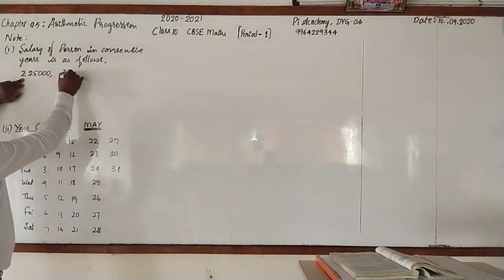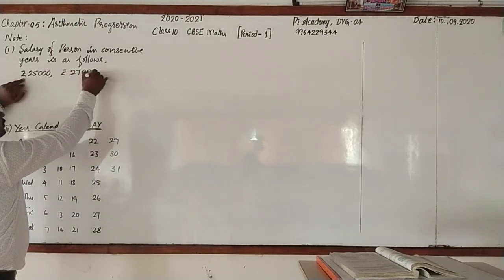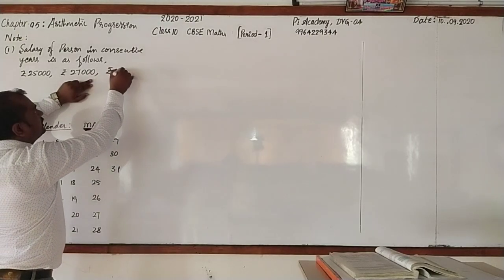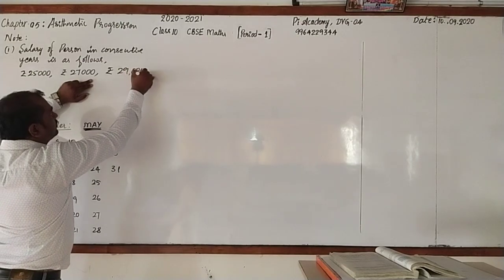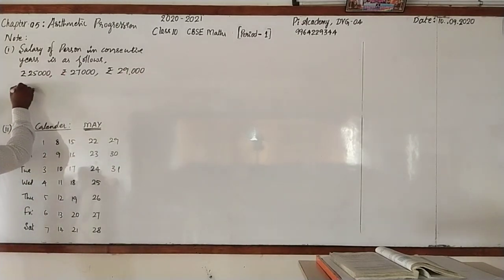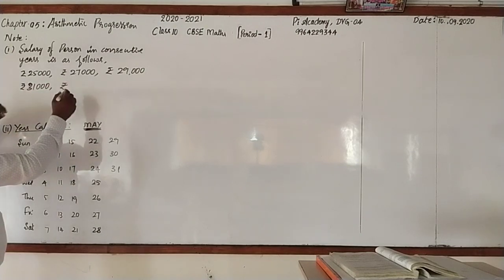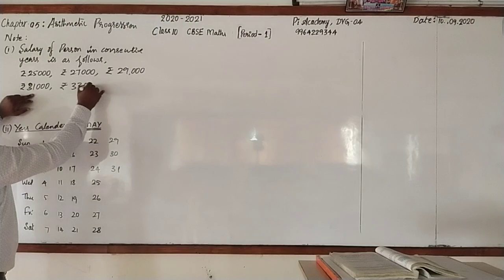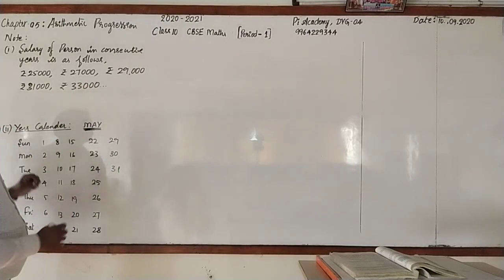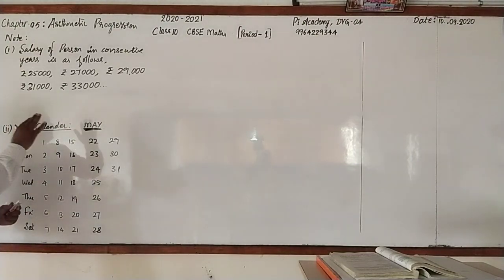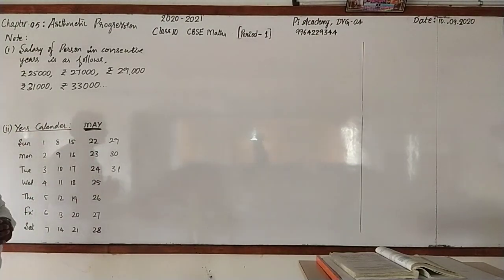Yes, it will be 27,000. In the third year it is 29,000. Next year it will be 31,000. Like that it goes on increasing. Next 33,000. Now just tell me whether this situation is AP, GP or HP.